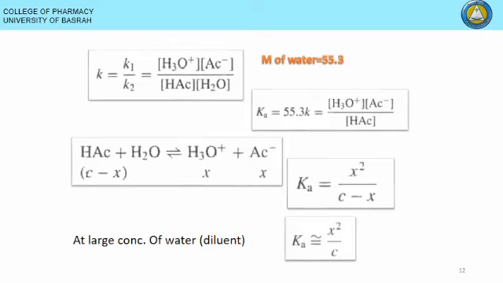Why is it only the original concentration? Because the x, which represents the dissociation, is a small value and can be neglected compared to the original concentration.